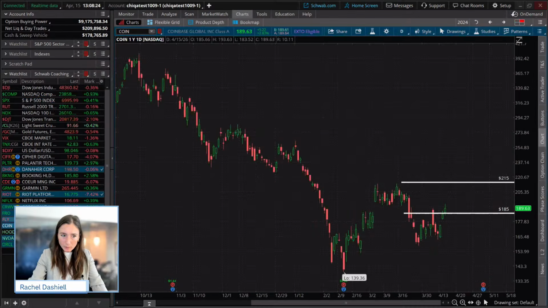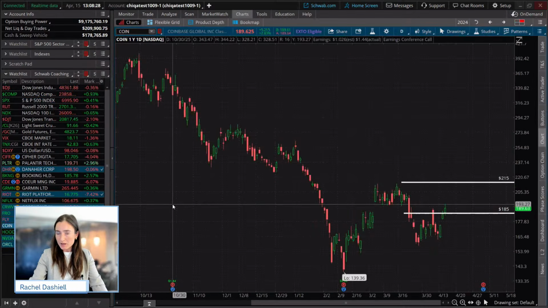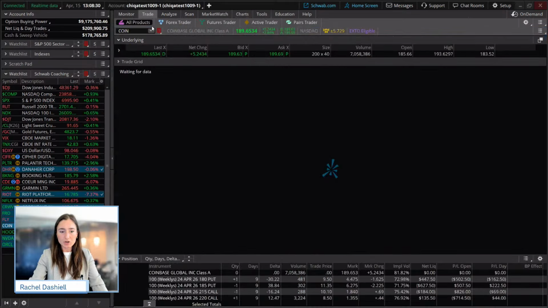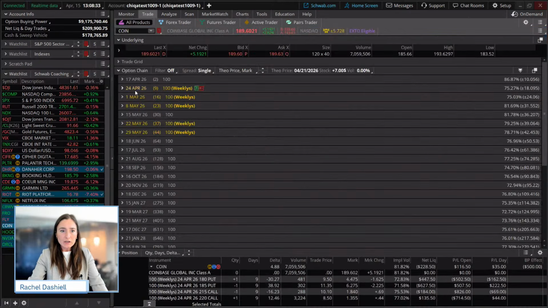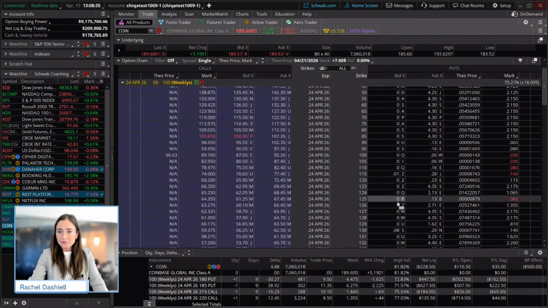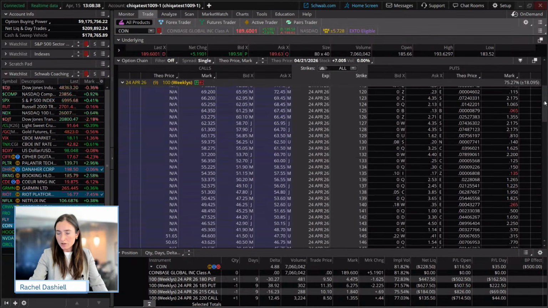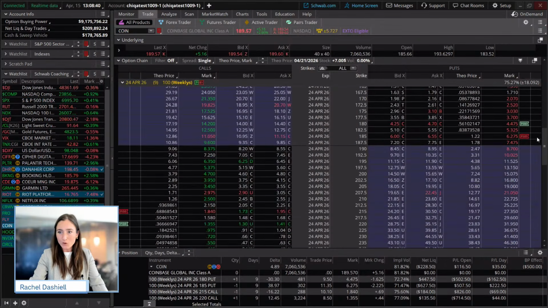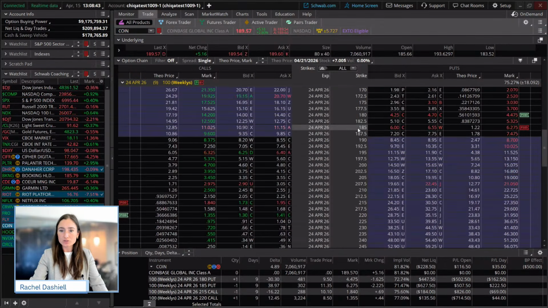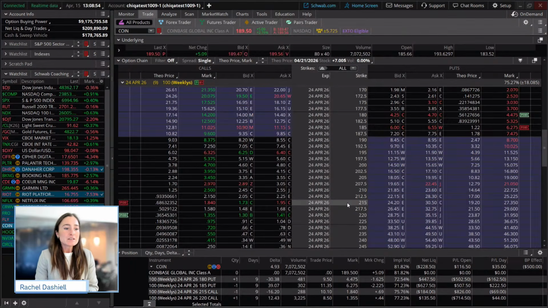And then one from a couple weeks ago, we put in an iron condor on Coinbase. We are up on that one as well. I'm going to show that trade that we have. We have about 9 days left till expiration, so we will likely close that out next week. You can see price is still trading between our short strikes of the 185 and the 215, which is exactly what we want it to do. So we want it to stay between those short strikes because then we keep all of our premium. So those are our trades.